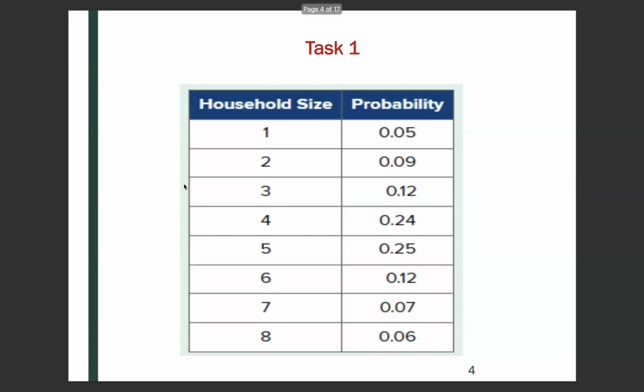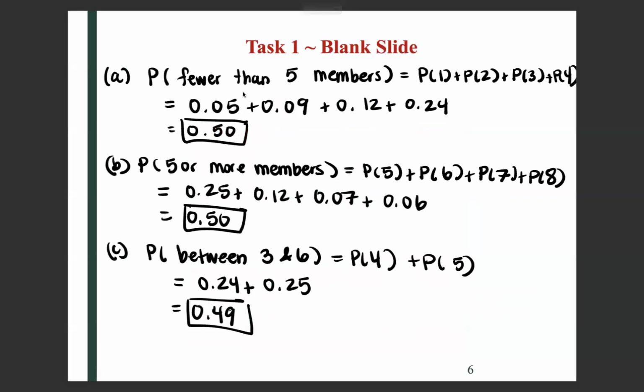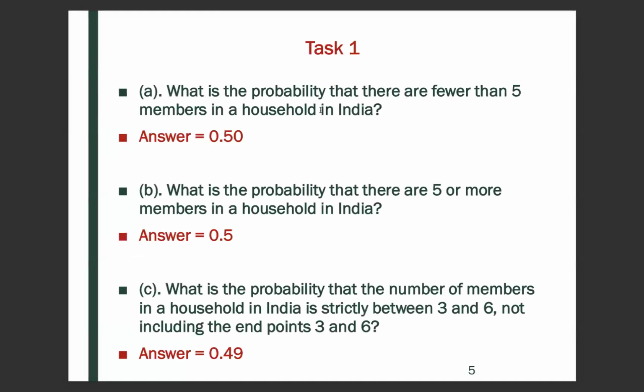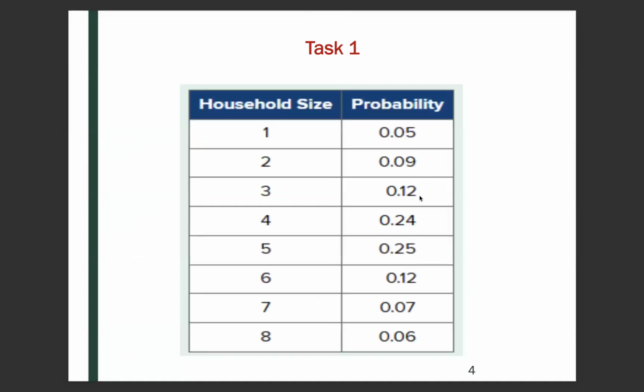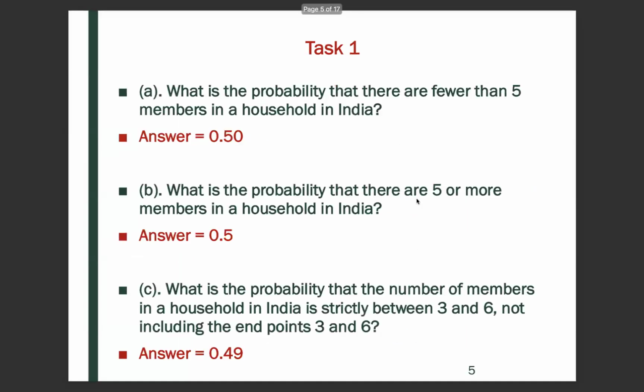So here, I would take a pause and write out this table. So the probability that we have fewer than 5 members is going to be the probability of 1 plus the probability of 2 plus the probability of 3 plus the probability of 4. And so when you add up those probabilities, you get 0.5, because that's the probability there are fewer than 5 members in the household.